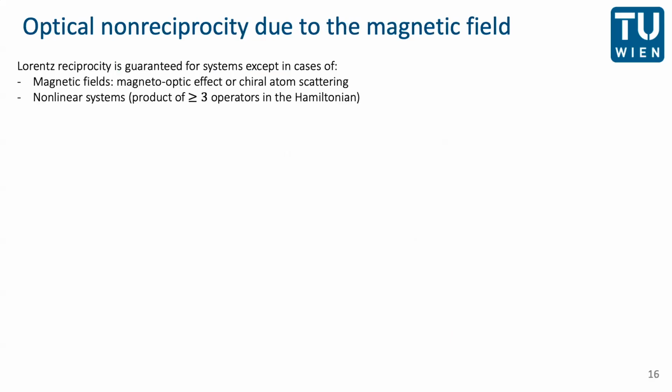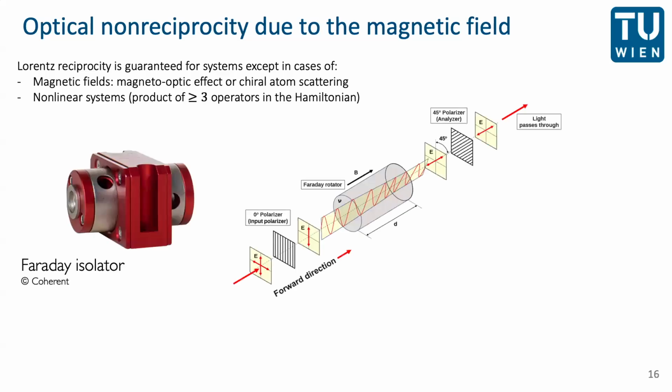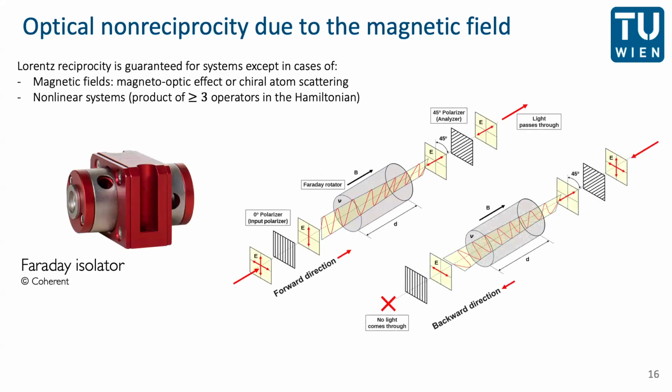I had an example here. If you talk about non-reciprocity, people typically venture into optical non-reciprocity, and this is created due to the magnetic field. It's called the Lorentz reciprocity theorem, and it's guaranteed for systems except in cases of magnetic field. So you have, for example, the magneto-optic effect or chiral atom scattering, in vicinities of nanofibers or nanostructures. The Faraday isolator is one example. I will just skip through this because some of you probably already work with that.